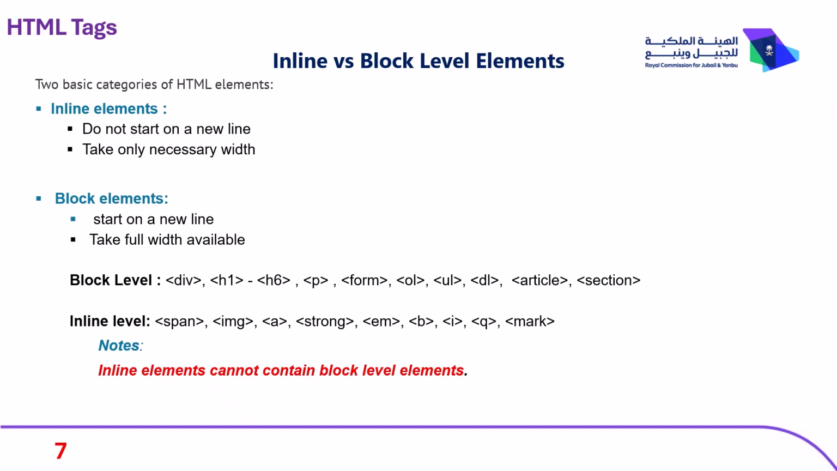HTML elements fall into two main categories, block level and inline. Block elements like div or headings always start on a new line and take up the full width available. Inline elements such as span or a only take up as much width as necessary and do not start a new line.